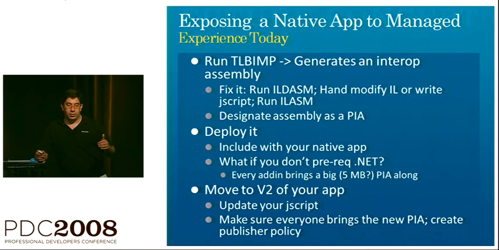Because now you have to deploy it, right? So you have to include it with your native app. But what if you didn't prereq .NET? If you didn't prereq .NET, you don't have any place to put this PIA because the GAC isn't there yet, potentially, because .NET is potentially not installed yet. So every add-in is going to have to bring a big PIA with them. For Office, that's about a 5 megabyte PIA. So you might have this 100K add-in, it's got a 5 megabyte PIA. Not a particularly great experience. And then, when you move to V2 of your application, you have to update your JScript, because maybe things changed a little bit. And you have to make sure everyone brings the new PIA, and you have to create publisher policy. So this is all a giant pain in the neck, and I'm sorry.